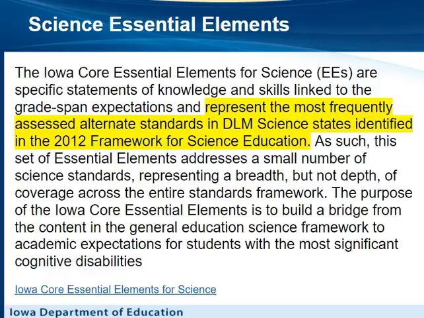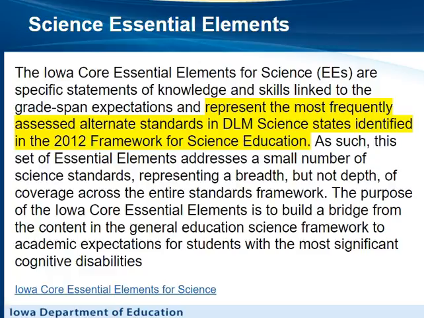It should be noted that the current set of essential elements for science addresses a small number of science standards, and it does represent a breadth but not depth of coverage across the entire standards framework. Over time, the DLM Science Consortium does intend to develop a learning map based on research on how students learn science content and engage in scientific learning. And so we will see revisions once a science learning map is completed.